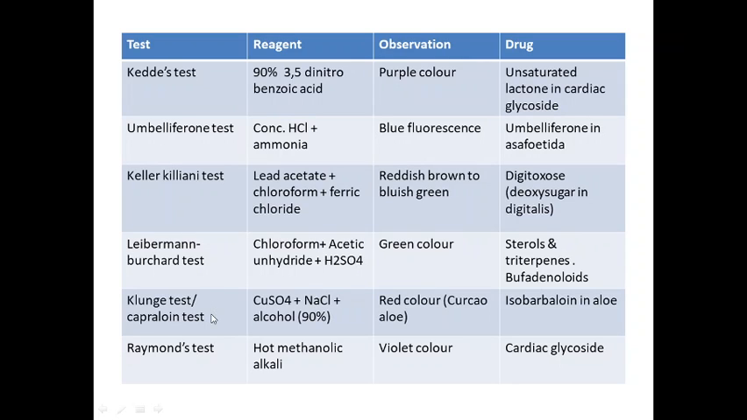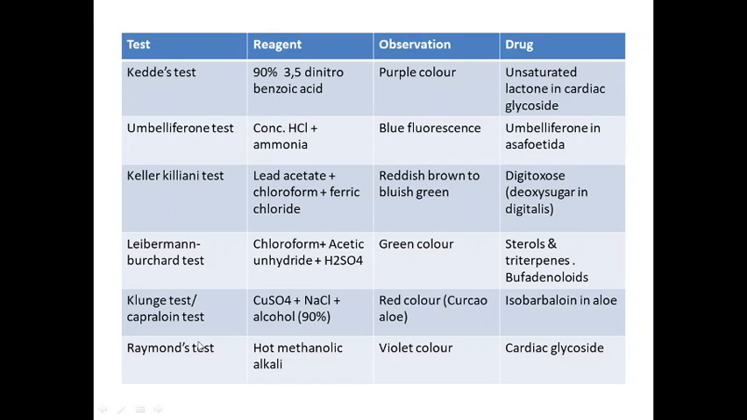Next, the test for identification of isobarbaloin, the specific constituent in aloe. So the Klunge test or Cuprammonium test is used for the identification of isobarbaloin in aloe, which uses copper sulfate, sodium chloride and alcohol as a reagent, and this isobarbaloin shows the red color, that is in Curacao aloe. The isobarbaloin in Curacao aloe shows the red color.